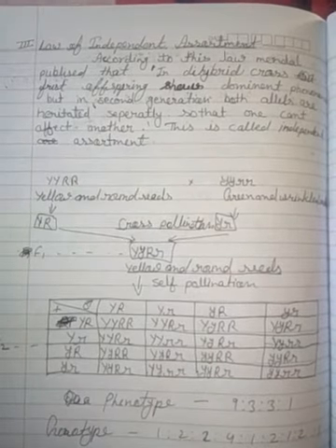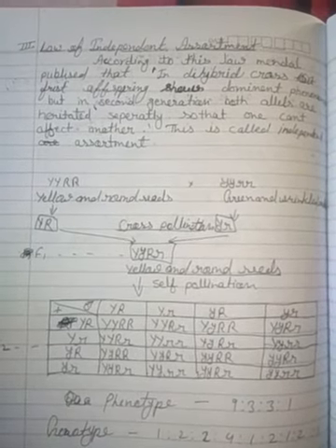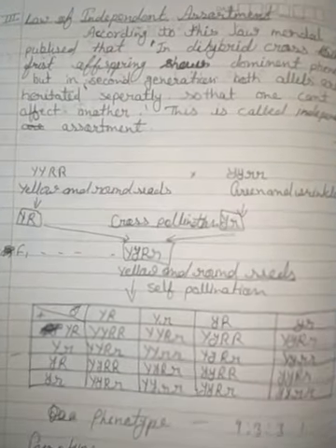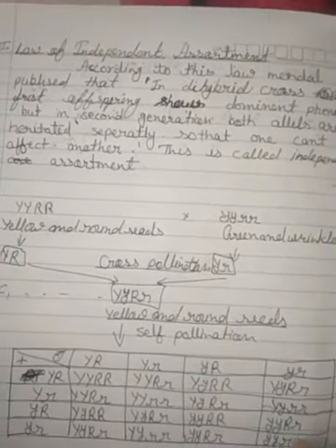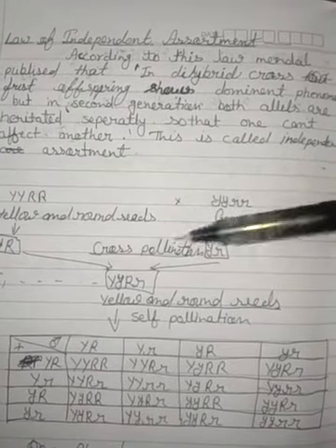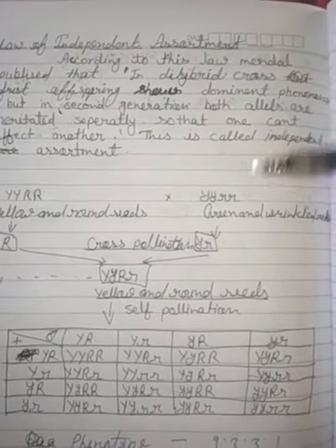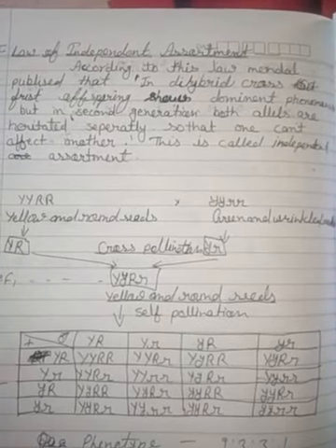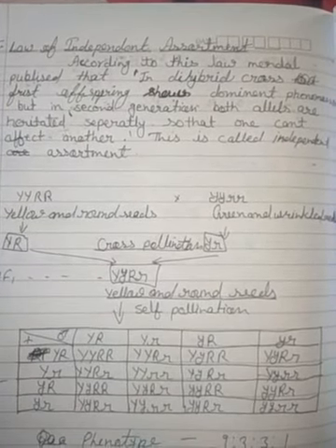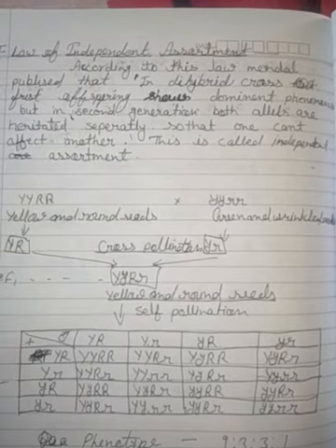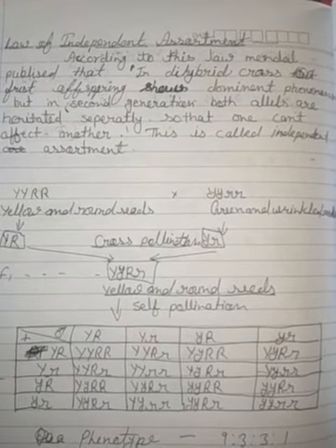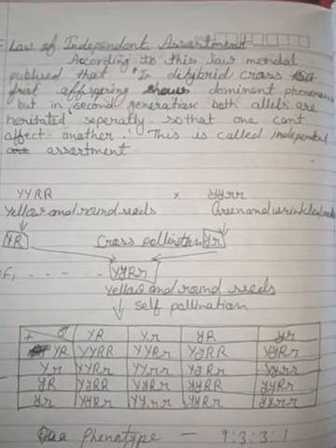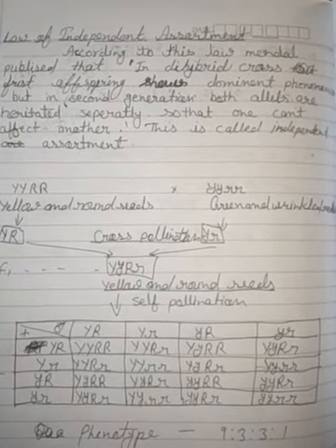So according to this law, in the second generation of a dihybrid cross, both alleles, one dominant and one recessive, are shown independently. So this law of genetics is called the law of independent assortment.